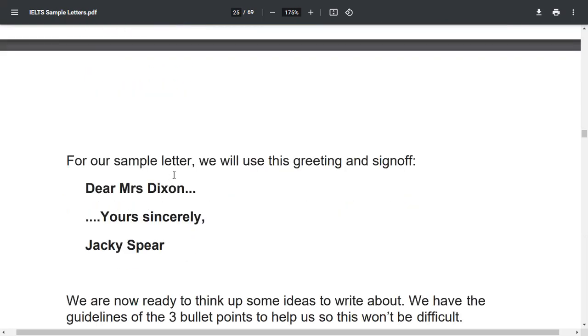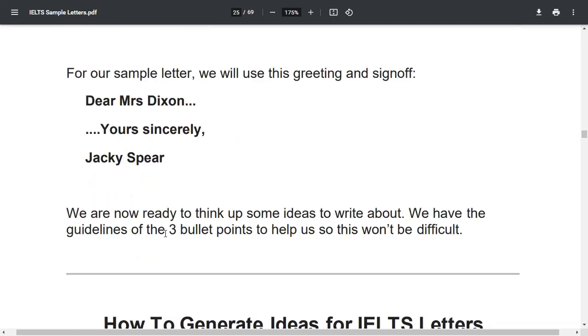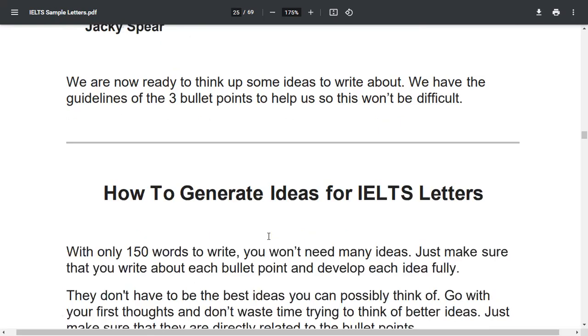So now for our sample letter, we will use this greeting and sign off. I'm going to start the letter with Dear Mrs. Dixon, and I'm going to end the letter with yours sincerely, Jack Spear. So now I've finished thinking about the greeting and the sign off. We are now ready to think up some ideas to write about. We have the guidelines of the three bullet points to help us, so this won't be difficult.